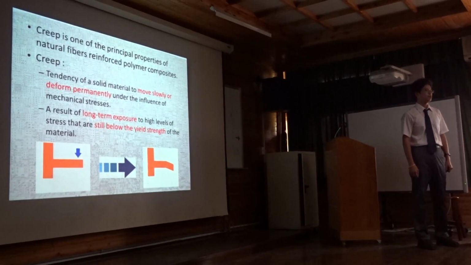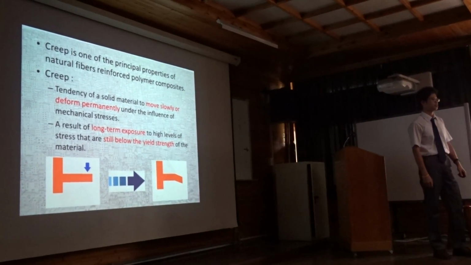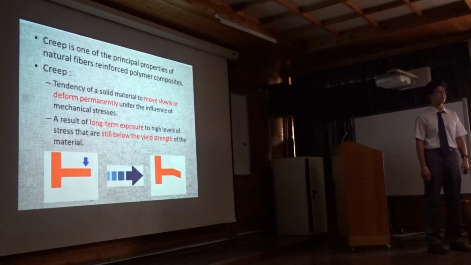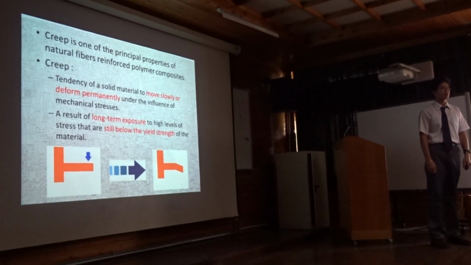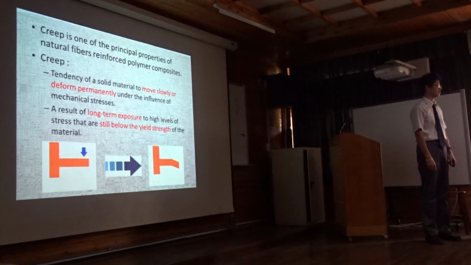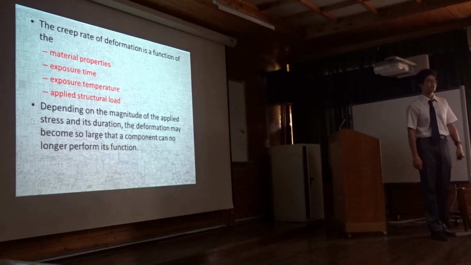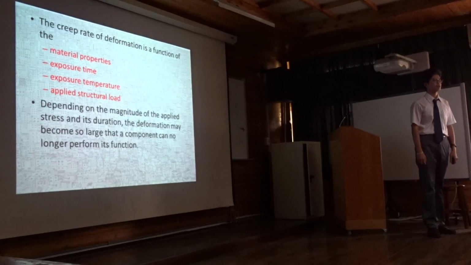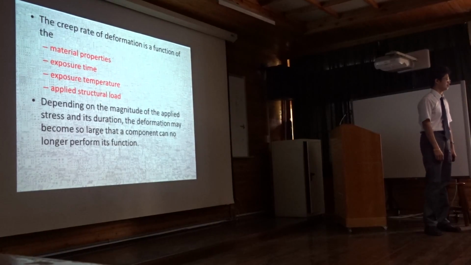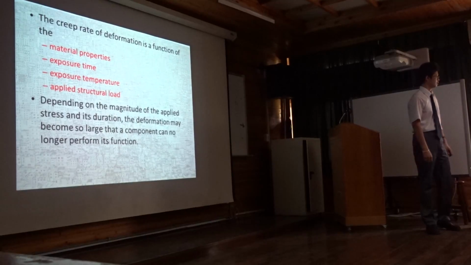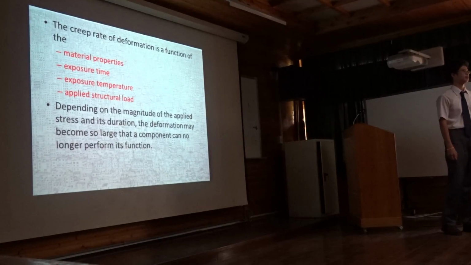Creep is one of the principal properties of natural fibers reinforced polymer composites. Creep is the tendency of a solid material to move slowly or deform permanently under the influence of the mechanical stresses. It can occur as a result of long-term exposure to high levels of stress that are still below the yield strength of the material. The creep rate of deformation is a function of the material properties, exposure time, exposure temperature, and the applied structure law. Depending on the magnitude of the applied stress and its duration, the deformation can become so large that the component can no longer perform its function.